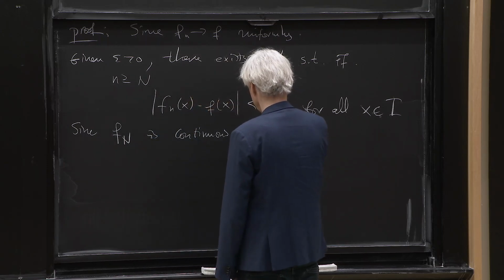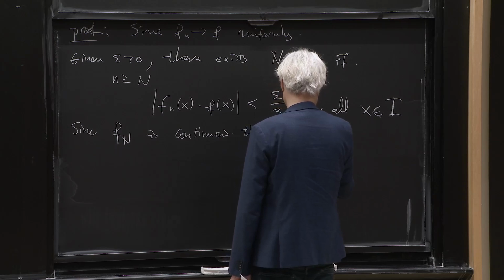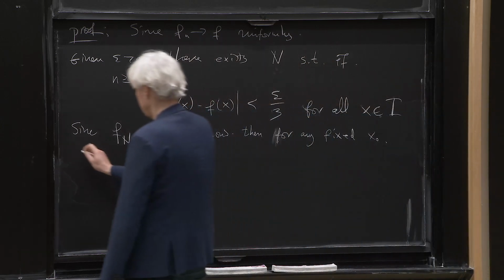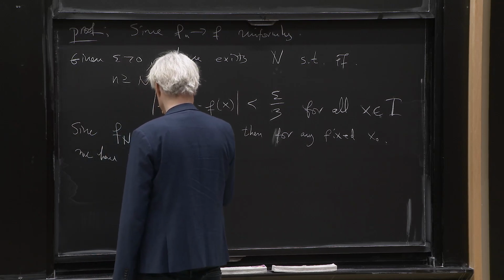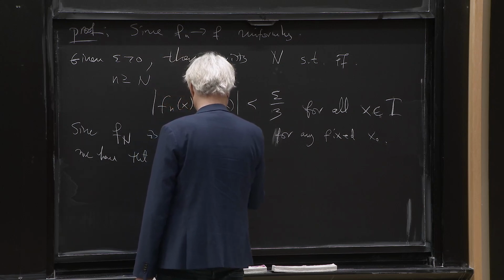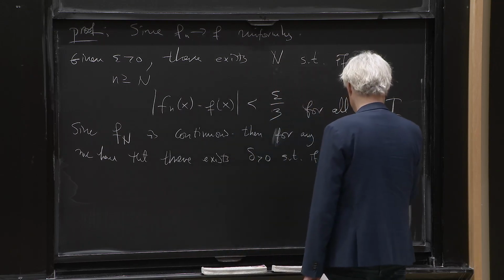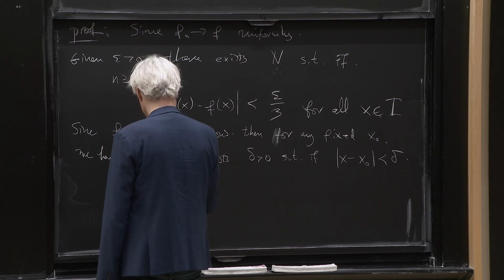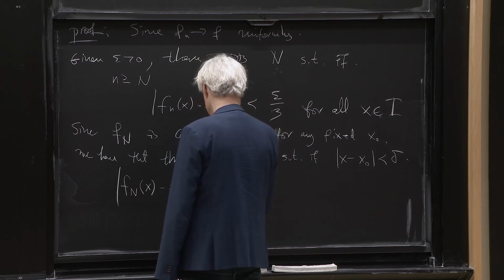Then, given epsilon, for any fixed x0, we have that there exists delta greater than 0 such that if |x minus x0| is smaller than delta, then the value of this function at these two points differs at most by epsilon over 3. So this is for the f_N.